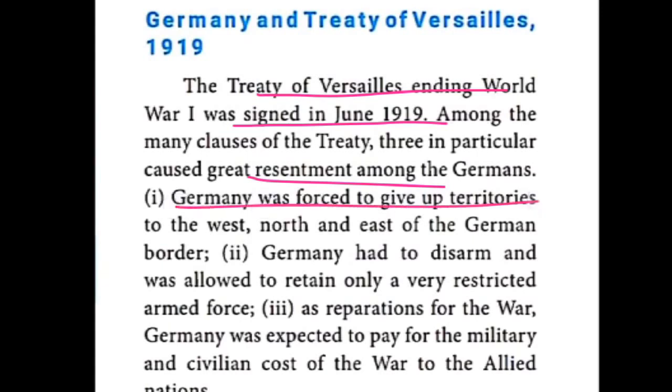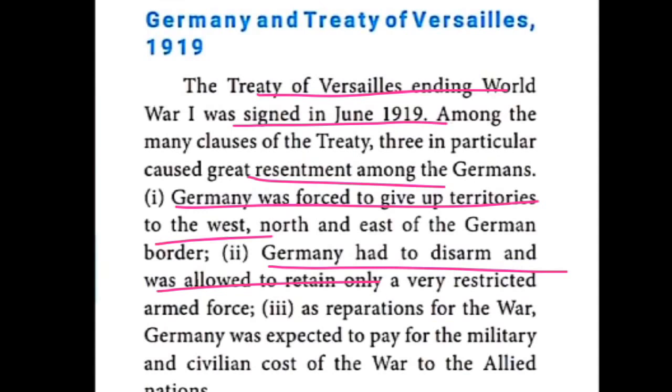First one, Germany was forced to give up territories. Germany had to give its territories to the west and northeast of the German border to the Allies. So that was one of the provisions of the Treaty of Versailles. Second one, Germany had to disarm and it was allowed to retain only a very restricted armed force.